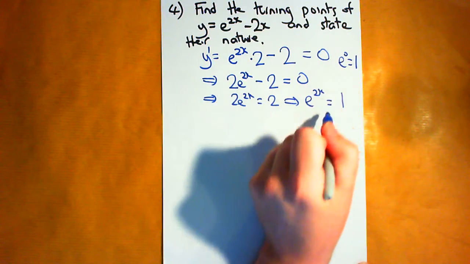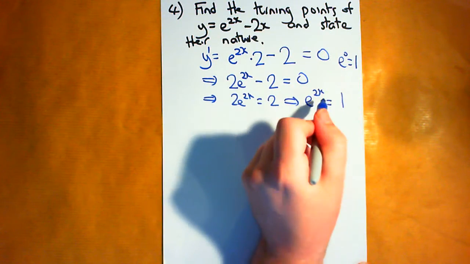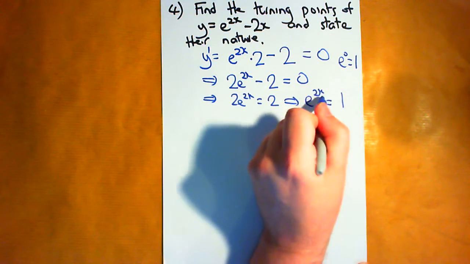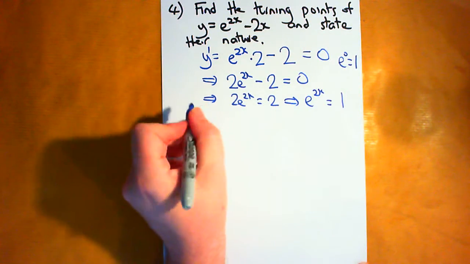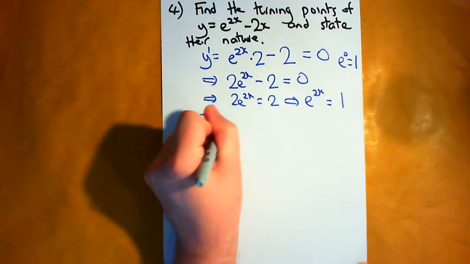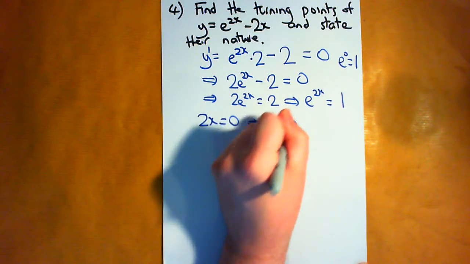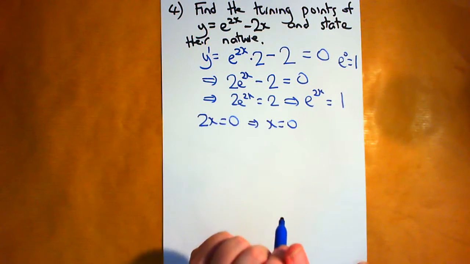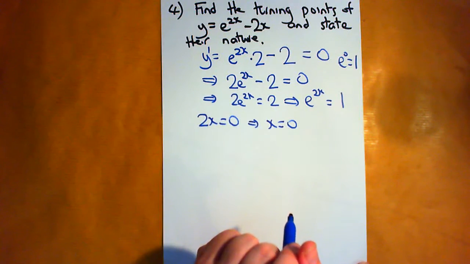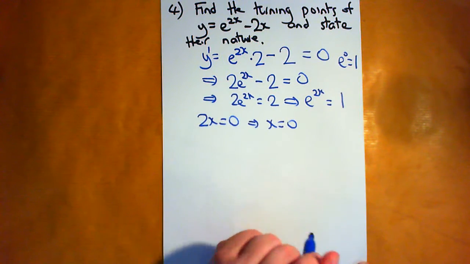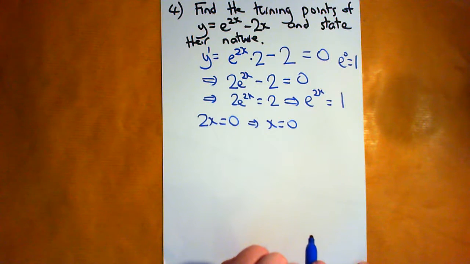Comparing these two equations with each other, we can conclude that 2x must be 0. So therefore 2x equals 0, and therefore x equals 0 is the only solution to this equation, and is therefore the only turning point this function has is at x equals 0. Okay, now we need to work out its y coordinate and whether it's a maximum or a minimum.